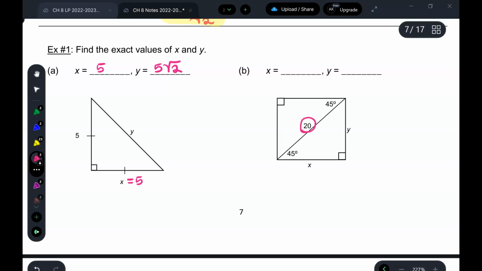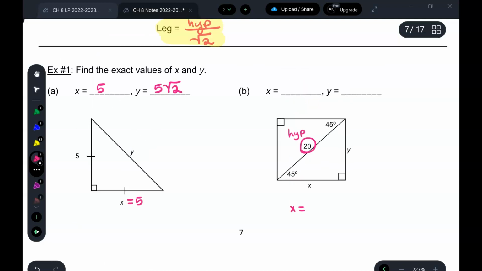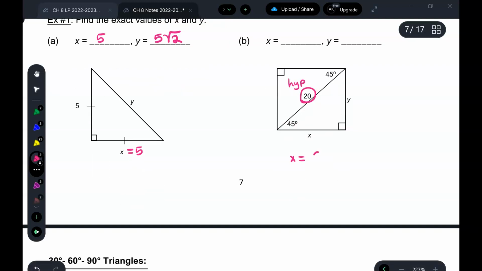Now, this time, I gave you the hypotenuse. So remember, the leg is going to be the hypotenuse divided by root 2. So I'm going to have 20 over root 2, but I don't want to leave it like this. So you multiply by root 2 over root 2. That gives us 20 root 2 over 2.